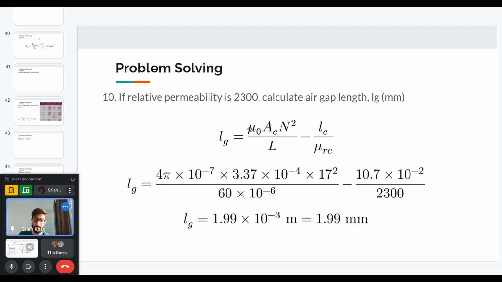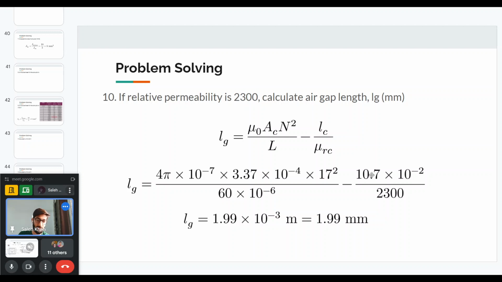So the permeability of free space is 4 pi times 10 to the minus 7. This is the SI value. Then area is 3.37 centimeters square converted into meters square. Number of turns we saw was 17. Inductance is 60 micro. The path length was 10.7 centimeter.